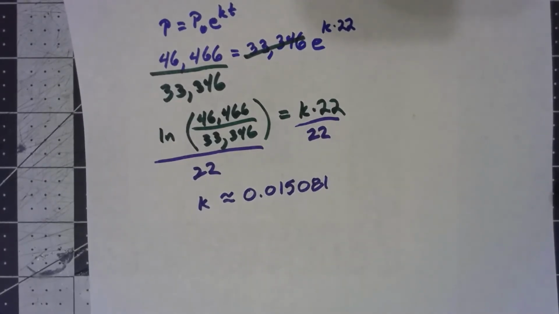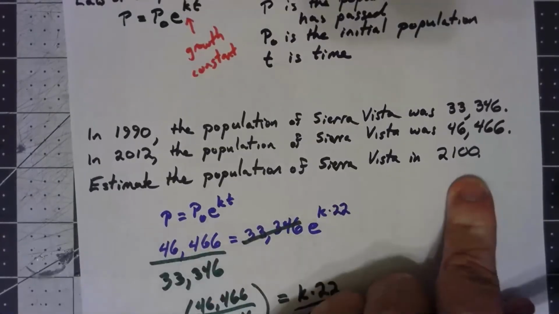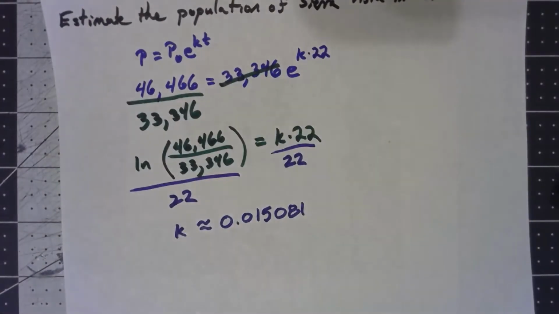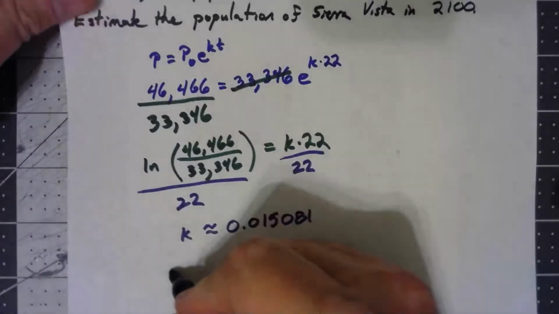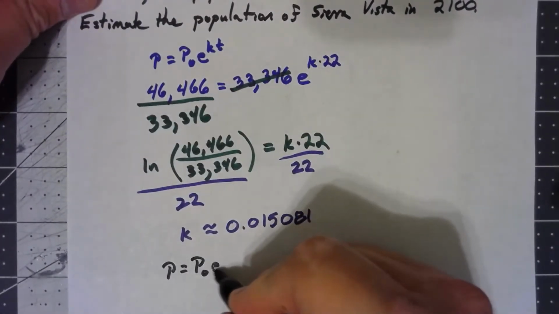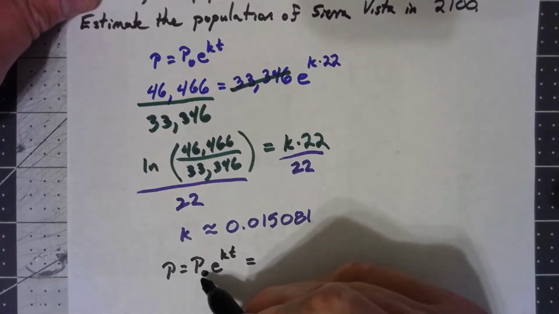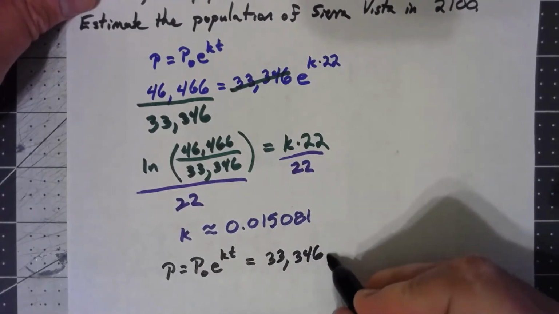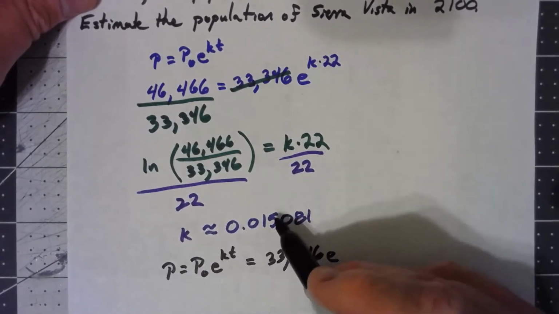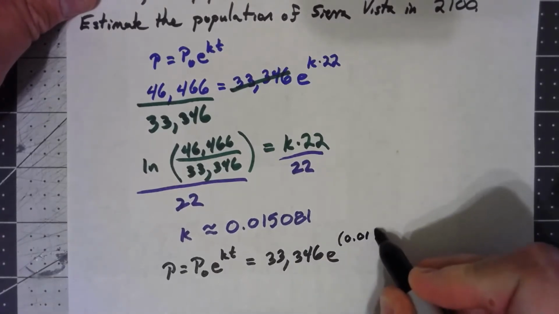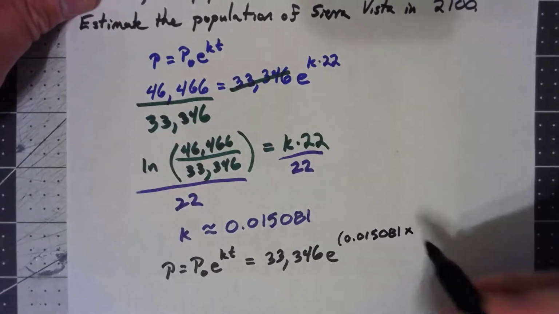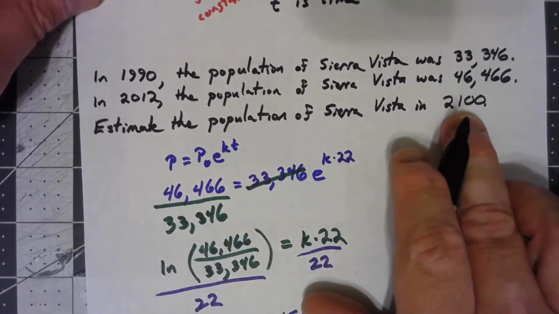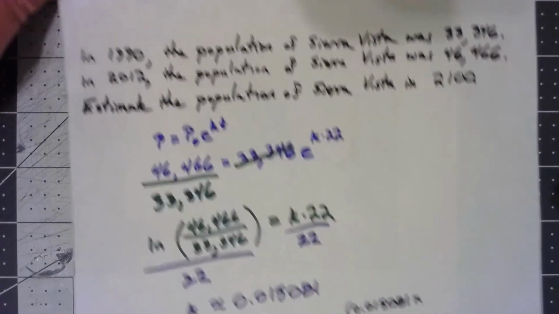Okay, well now that I've got that k, how do I estimate the population of Sierra Vista in 2100? Well, I use the same exact formula. I've got P equals P0 e to the kt, and what do we know? My original population was still 33,346. I've got e, k we just figured out, and what's my t? Well, 1990 was where we started, so 2100 is 110 years later.